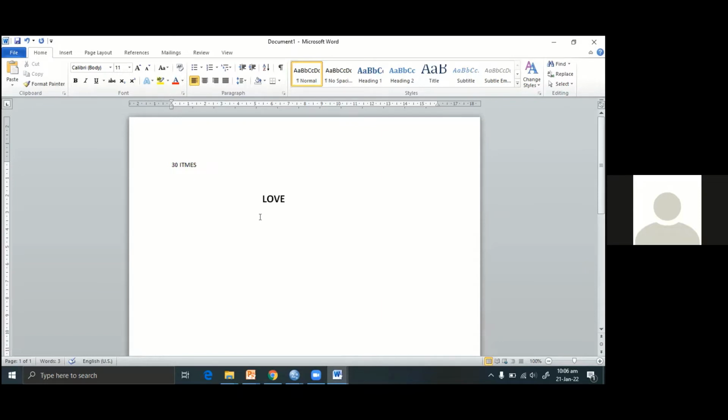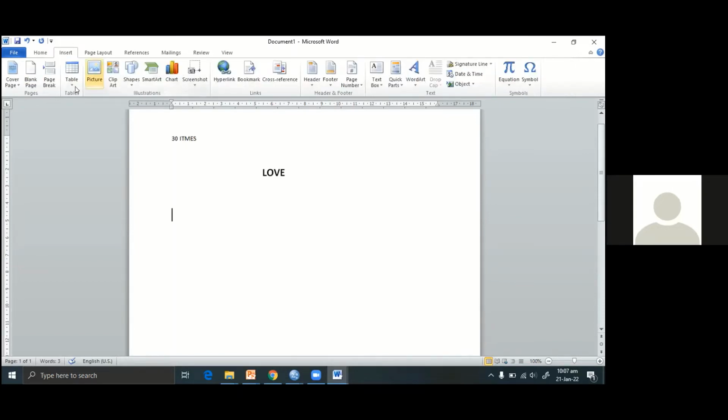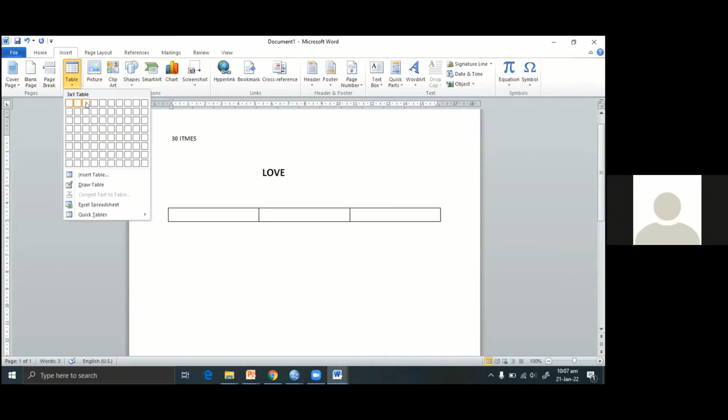What will factor analysis do? Once we distribute these 30 items and collect data from the participants, then we enter this data in SPSS and we apply exploratory factor analysis. So what exploratory analysis will do is simply divide these 30 items.